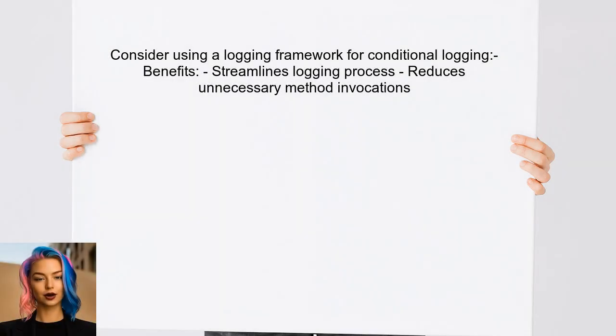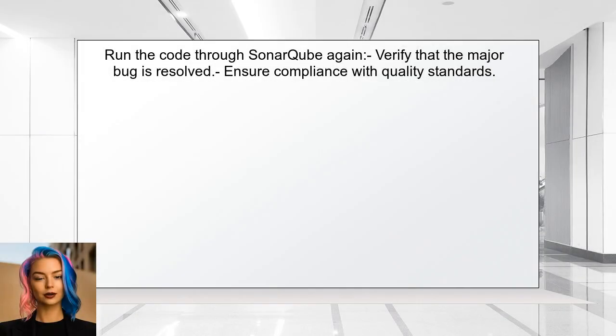Additionally, the user might consider using a logging framework that supports conditional logging. This can help streamline the process and reduce the risk of invoking methods unnecessarily. Finally, the user should run the code through SonarQube again to verify that the major bug has been resolved. This step ensures that the changes made are effective and meet the quality standards.